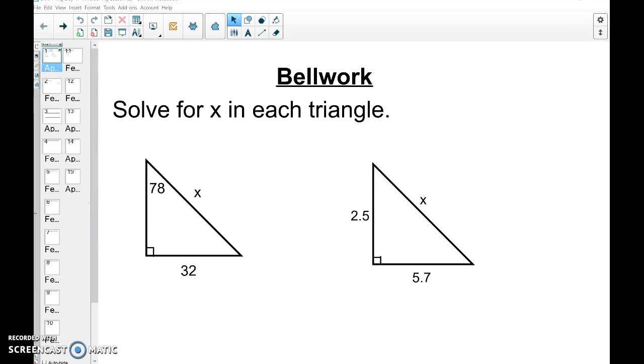Hello there, geometry students. This is day 4 of our trig section. This is the inverse trig stuff.